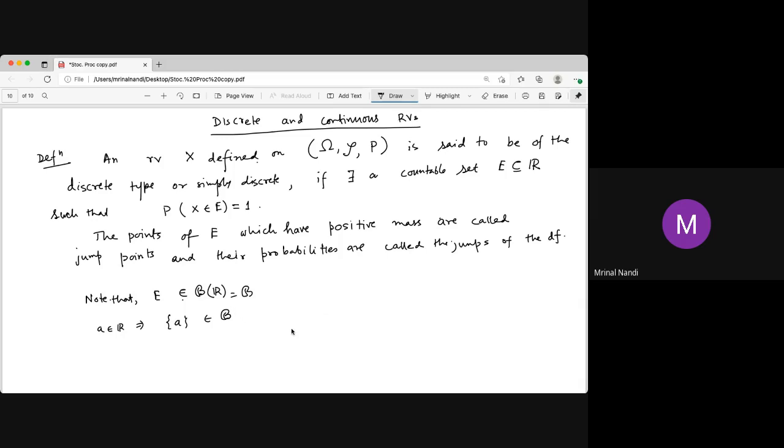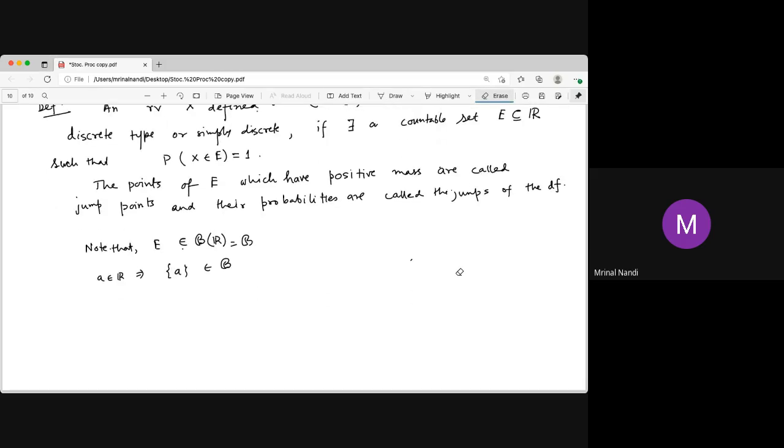The singleton set is a Borel set, as we know from the measure theory lecture. Now, since E is Borel, X belonging to E is an event. It belongs to the event space script S. So since E is a Borel set, X belongs to E is an event.